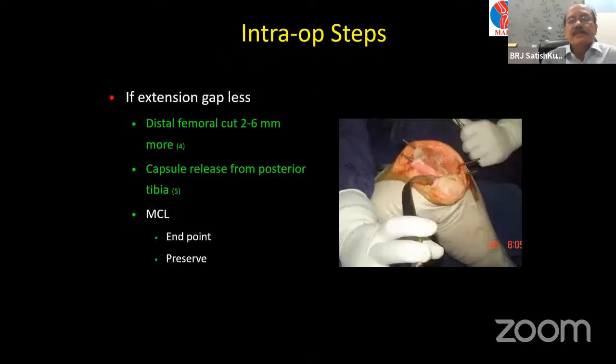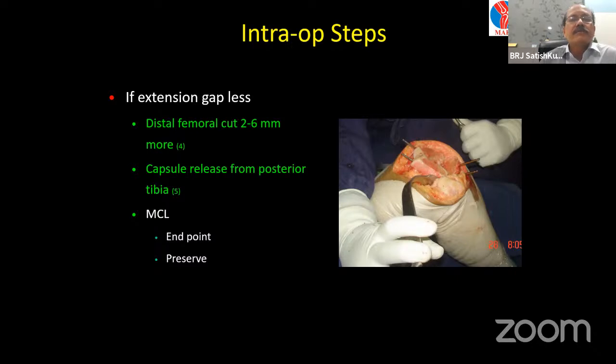And if the extension gap is still less, and you think the minimum spacer is not going even after this cut, then you have to do a distal femur cut. You can generally do the distal femur cut 2 mm to 4 mm more. Rarely in big knees, you can do 6 mm. Otherwise, if you do more than 4 mm, it will encroach the attachment of the collaterals.